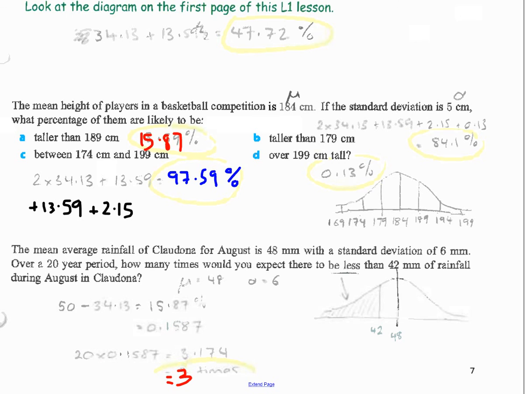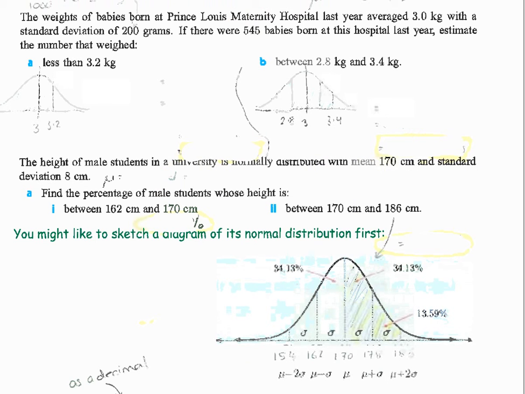Let's keep moving on to do some more little practical examples. The weight of babies born at Prince Louis Maternity Hospital last year averaged 3.0 kilograms. So we know what the mean is, so that's mu, that little symbol there. So our mean is 3.0 kilograms with a standard deviation of 200 grams. So that's our standard deviation there. If there were 545 babies born at the hospital last year, estimate the number that weighed less than 3.2 kilograms.